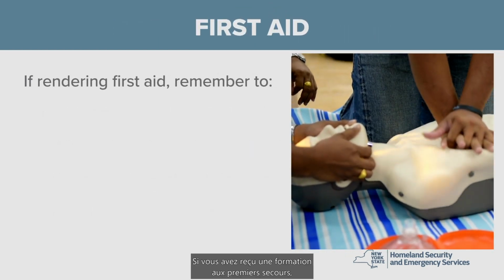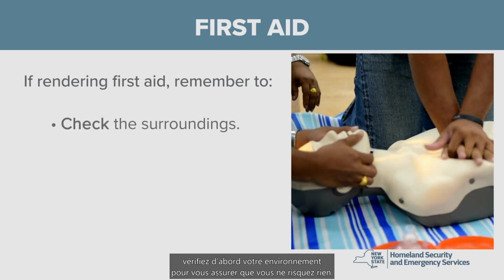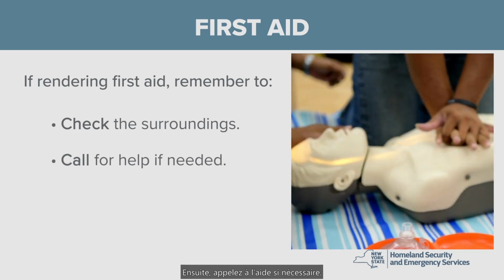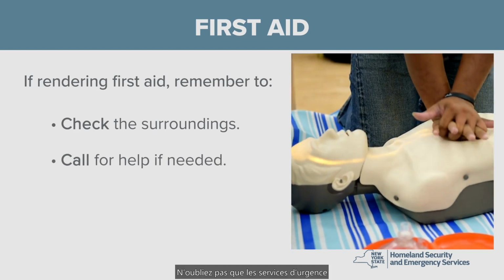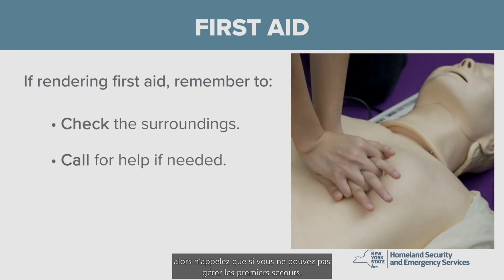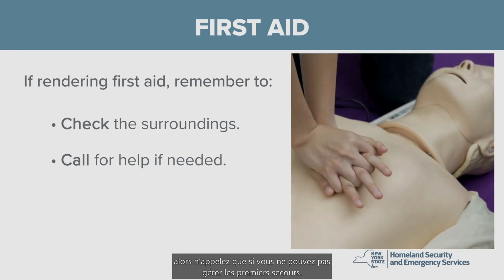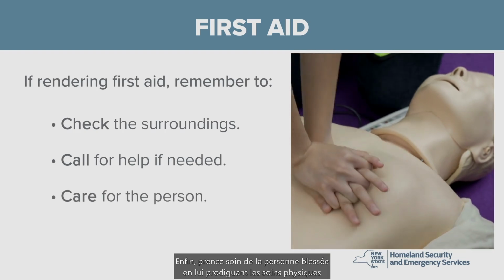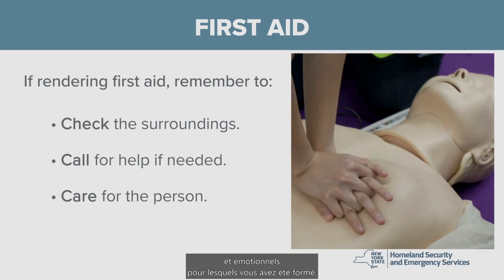If you have received first aid training, first check your surroundings to make sure it is a safe place for you to be. Next, call for help if needed. Remember that emergency services will be busy during a disaster, so only call if you cannot manage the first aid need. Finally, care for the injured person by providing physical and emotional care to the level for which you have been trained.